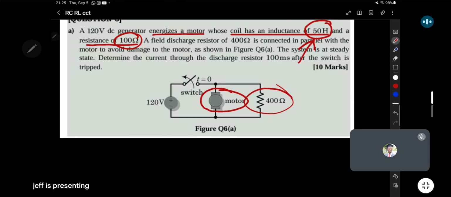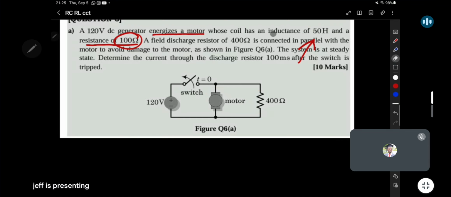The system is in steady state. Determine the current through the discharge resistor. So here they're just using a lot of application statements. Otherwise, this is right within our boundaries. So how do you work out a problem like this one?